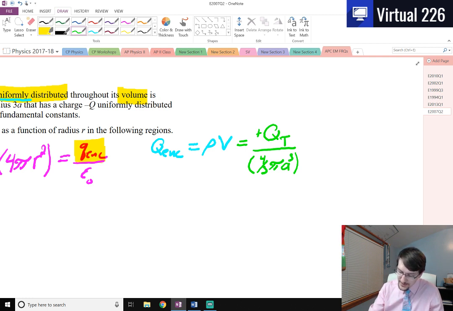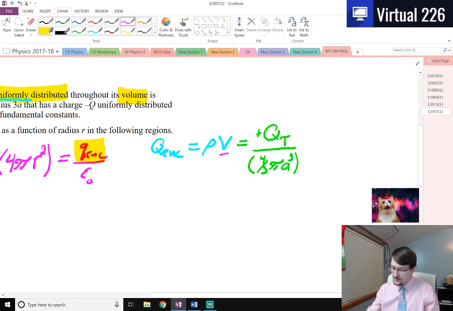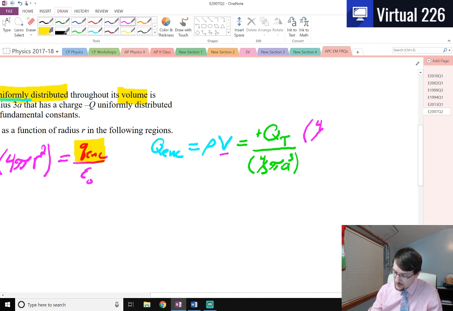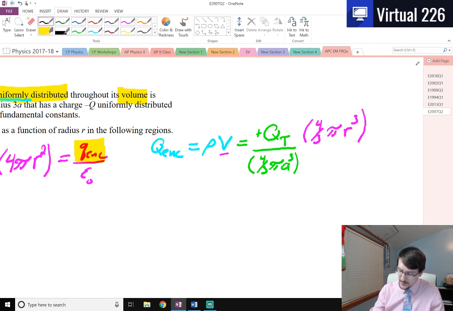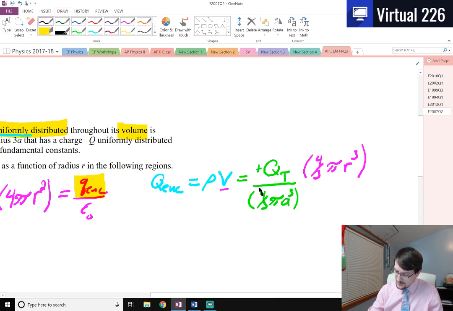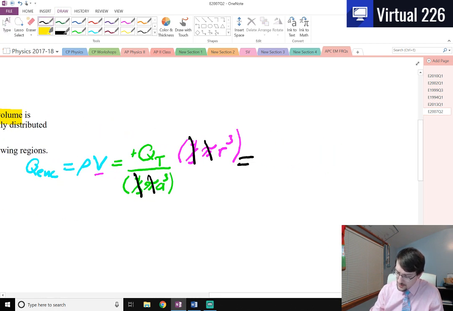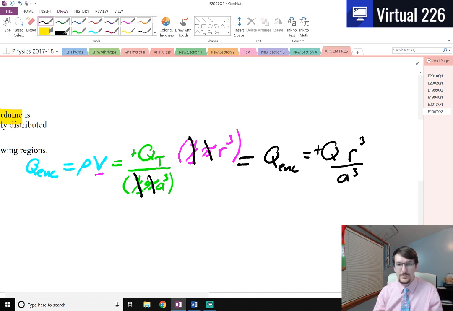And then we need to multiply that by the volume that we are actually out at for our Gaussian surface. In our case here, that's going to be 4/3 pi and then some distance r cubed. Luckily, a lot of stuff ends up dividing out. The 4/3 go away, the pi's go away, and we see that our charge enclosed is just equal to the total charge plus q, that was the blue sphere on the inside, times r cubed over a cubed. So that's what we see there.